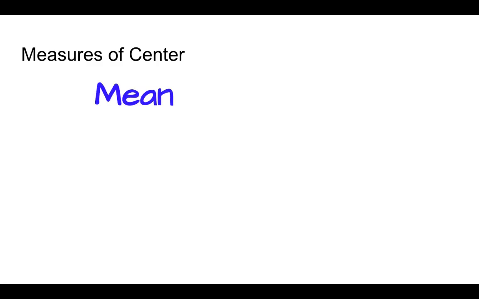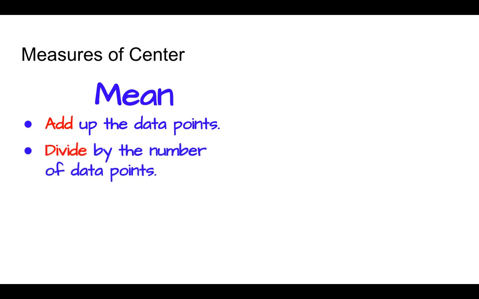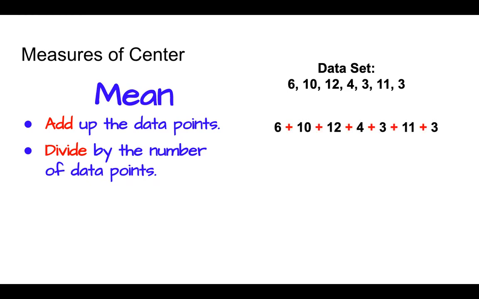The first one we're going to focus on is mean. Now that is another word for average. So how to find mean by hand is you add up all of your data points and then you divide by the number of data points you have. So for example, if this is our data set, if we add all of those numbers up, we get 49. Now if you count, there are 7 data points. So if we divide 49 by 7, we end up with a mean or an average of 7.